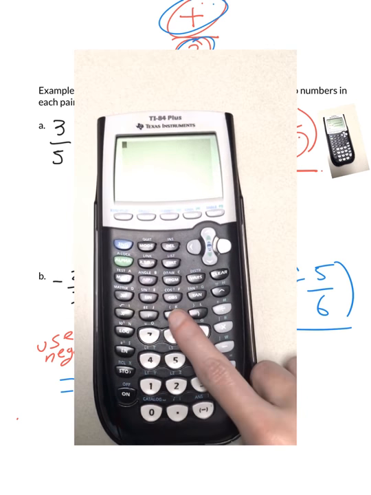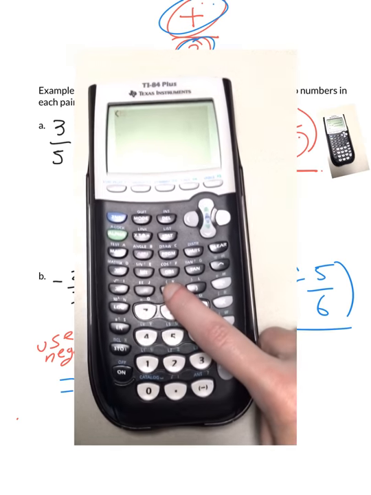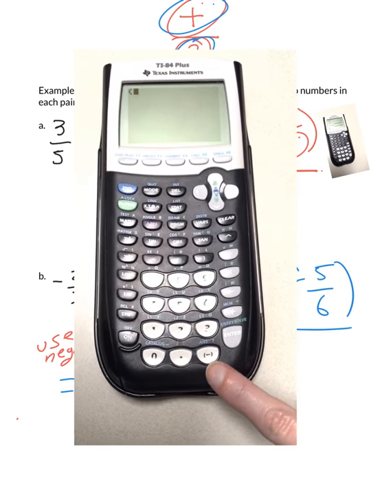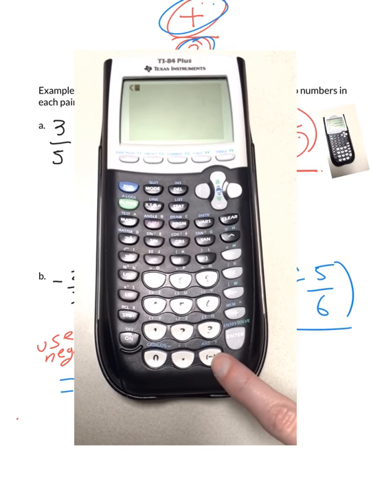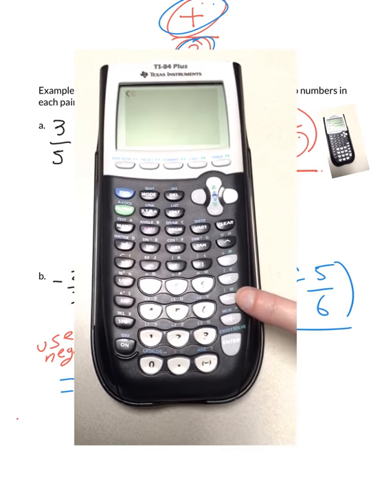Again, don't forget, you absolutely need parentheses around the numerator. So parentheses, and the negative symbol button is right here. It's to the left of the enter button, on the bottom row. Totally different than the subtraction button.